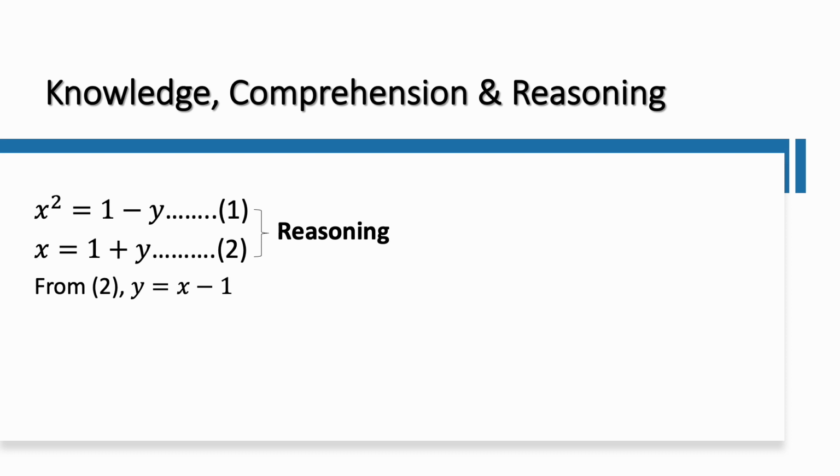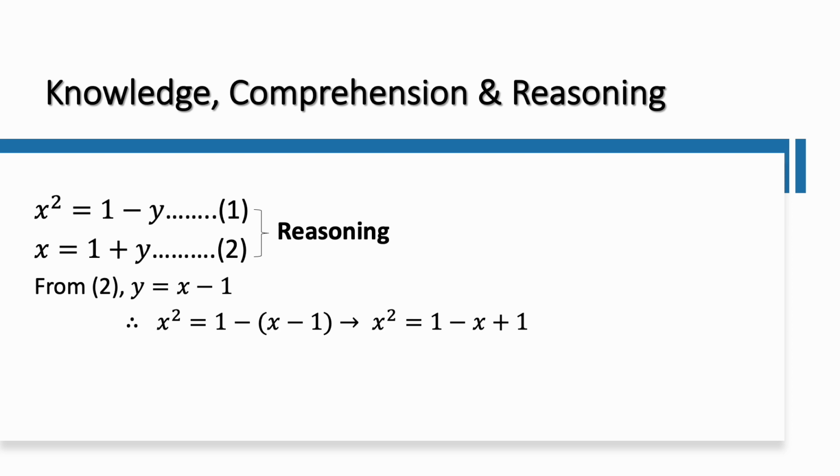From equation 2, we can solve for y. So y is equal to x minus 1. So you're simply taking 1 to the left-hand side of equation 2. Now, you substitute y into equation 1. As a result, we end up with 1 minus, x minus 1.